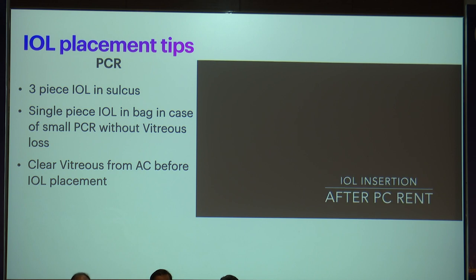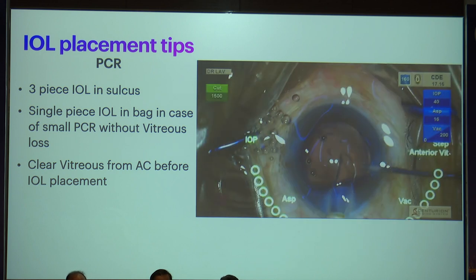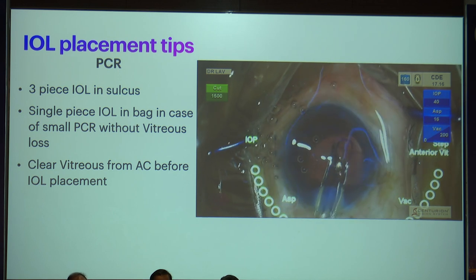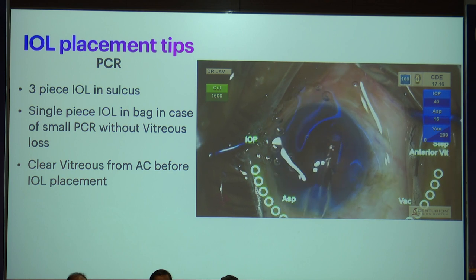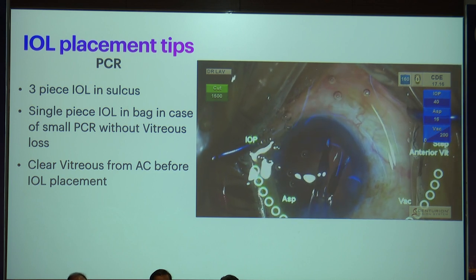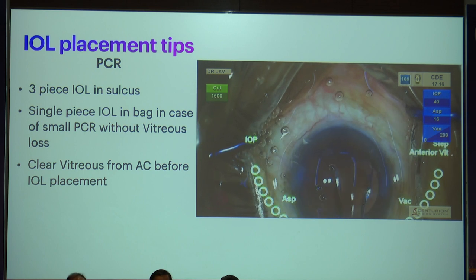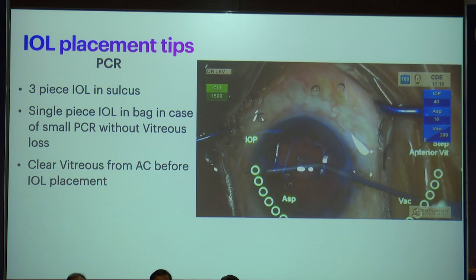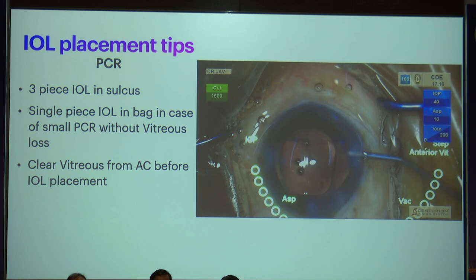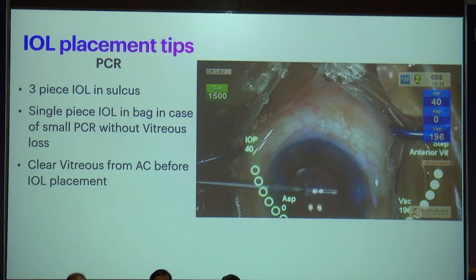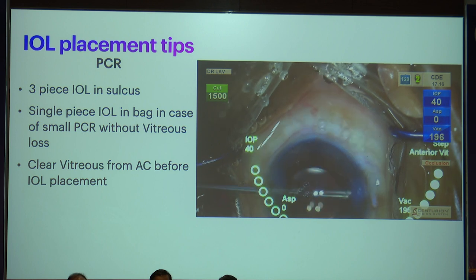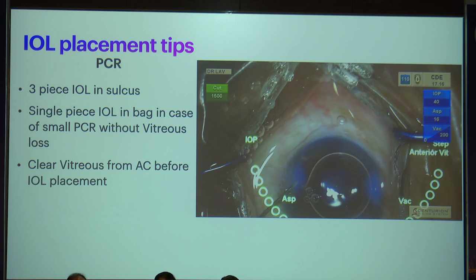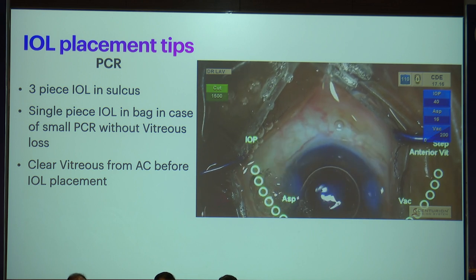IOL placement tips: if it has to be placed in the sulcus, sometimes with a small rent, we can always put a single piece IOL in the bag. But if it has to be placed in the sulcus, it has to be a three-piece IOL. Clear the vitreous from the anterior chamber, and you should be absolutely sure about that before doing the IOL implantation. And once it has been done, I generally use pilocarpine to see whether the pupil is round or not. And a round air bubble also helps us to identify that there is no vitreous in the anterior chamber.